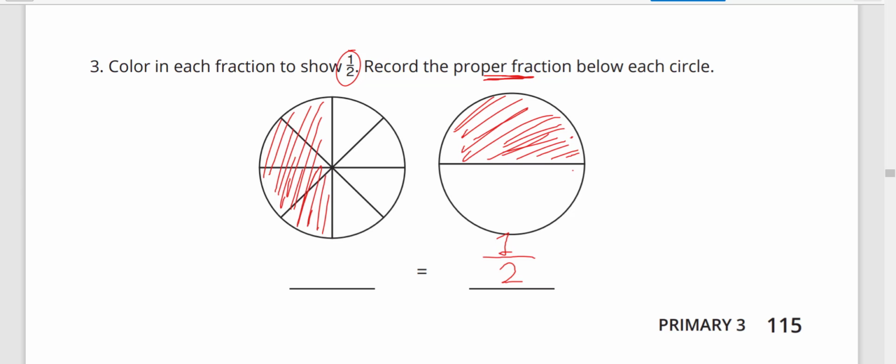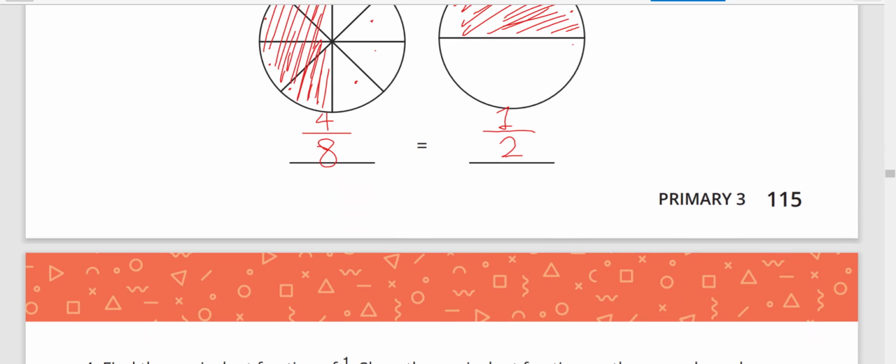This circle is divided into how many parts? Let's count. 1, 2, 3, 4, 5, 6, 7, 8. So our denominator will be 8, and we shaded 4 equal parts. So we have 4/8. So half is equal to 4/8.